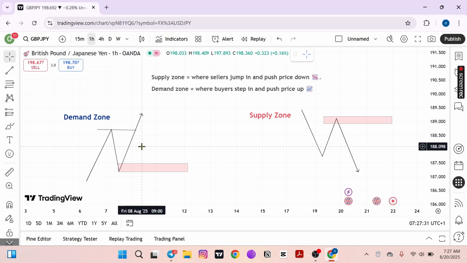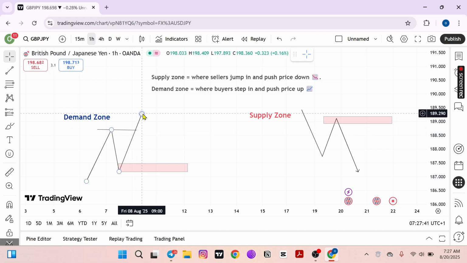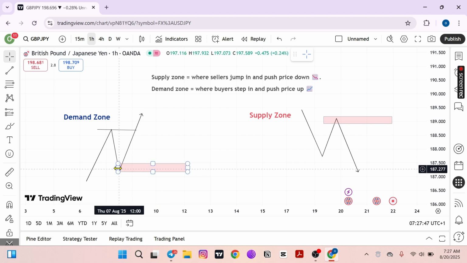With a demand zone, you also have to work with market structure. As you can see, the market structure has already shifted. Now, what do you expect? You expect the market to come down to this demand zone, and then you shoot up. This area is a proven area that the market has already bought from before. The market has already broken structure.